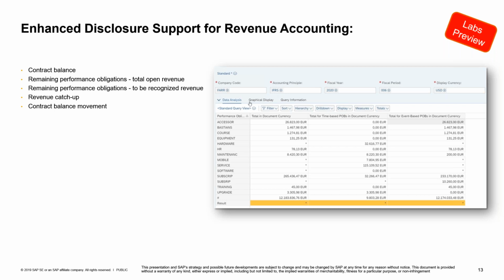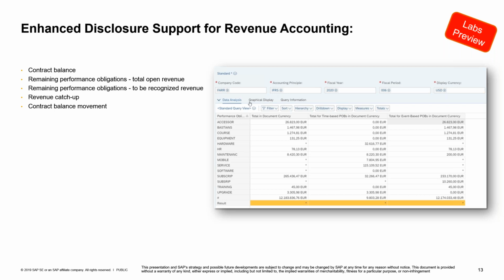As a result, you will find a lot of so-called core data services or CDS views in the system, analytical views that look into the data with a much better performance, obviously. And also here, you see additional reports which had been provided. This aggregation was already available in 1909. But what we plan to add is the contract balance, total open revenue, to be recognized revenue, revenue catch-up, and a contract balance movement report.